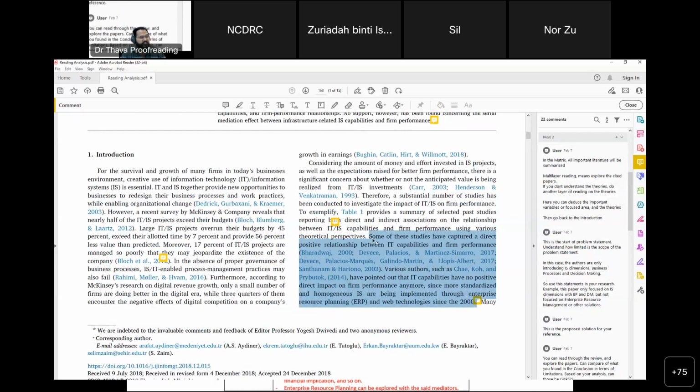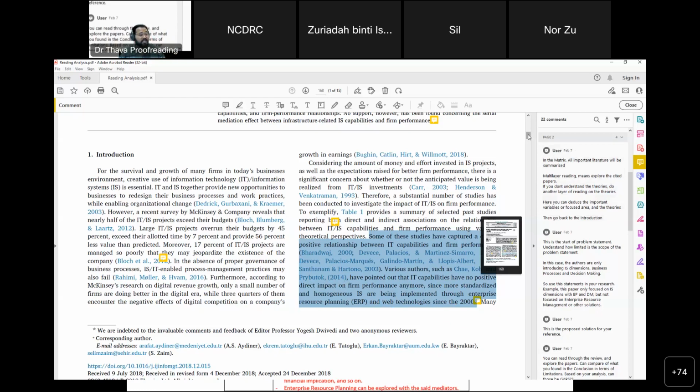Some of these studies have captured a direct positive relationship between IT capabilities and firm performance. Okay, some of the studies say there's actually a positive relationship. Very good. But various authors such as Che, Cope, and Praibuto have pointed out that IT capabilities have no positive direct impact on firm performance anymore, since most standardized and homogeneous IS are being implemented through enterprise resource planning and web technology since 2000. So that is the evidence gap. There are definitely contradicting findings.